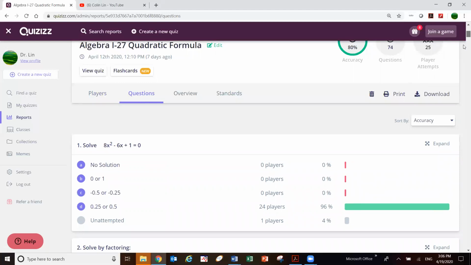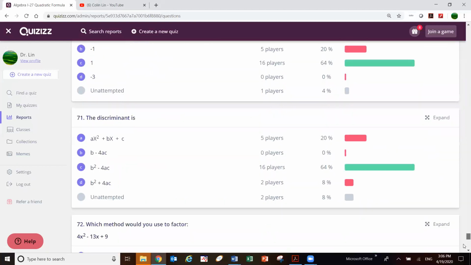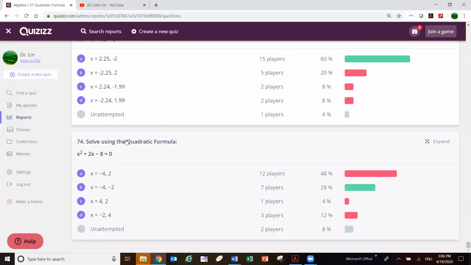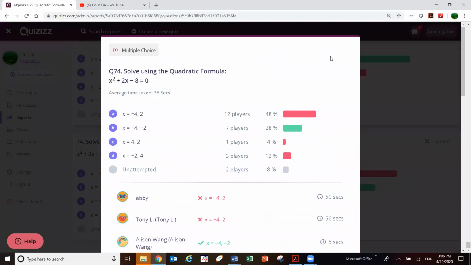All right, so the one I got wrong is the first one I will talk about, on the quadratic formula. Actually, this one is where I put the wrong answer. Here 28% of people got it wrong. Okay, but before we talk about this one, let's focus on the quadratic formula.